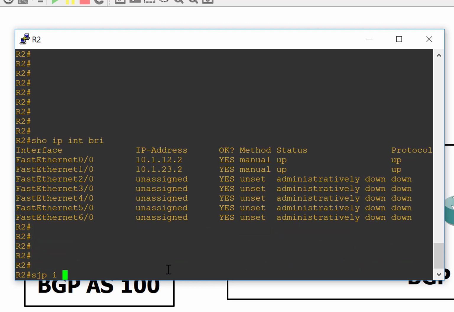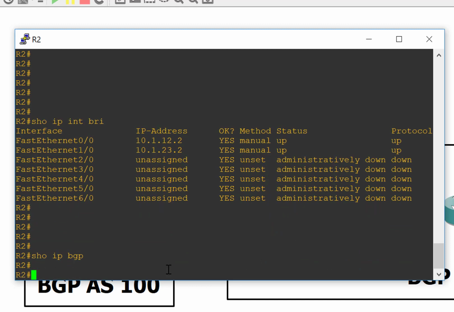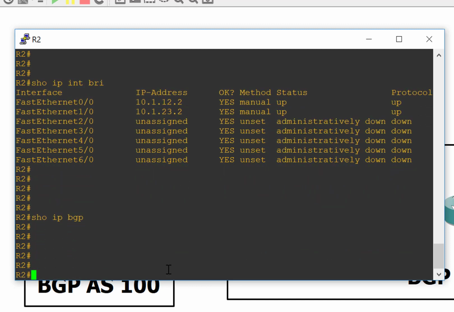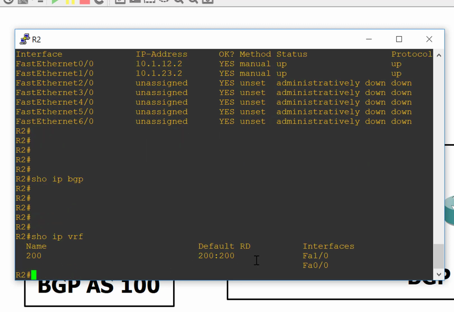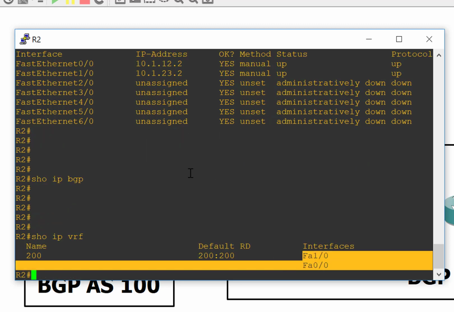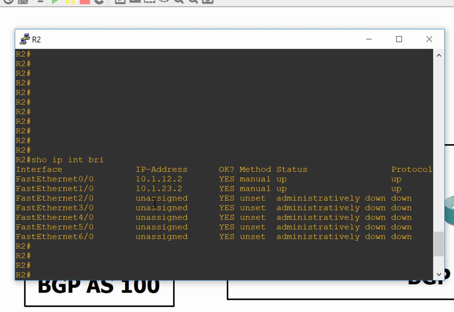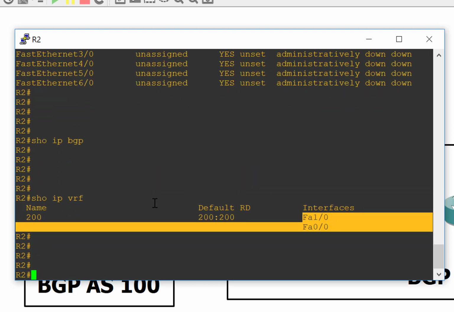If I do show IP BGP, you see I have nothing here. BGP is actually configured on this router. We're not seeing it because I actually have VRFs configured. So let's take a look. Show IP VRF. And you see I have my two interfaces in a VRF. So let's take a look at that VRF config. Show run section VRF.